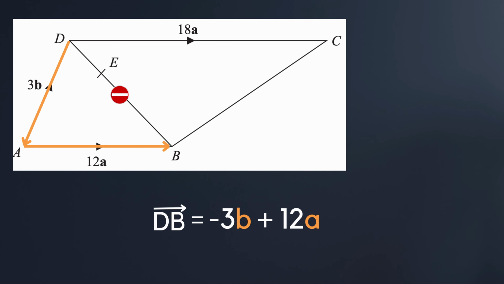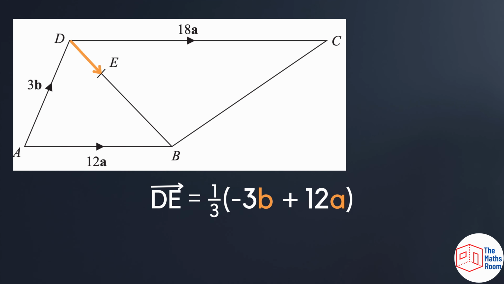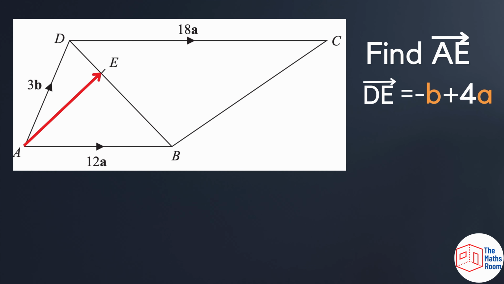Right, so now we have DB, but we need DE. And there's just one more step to find it. Just multiplying that vector DB by 1/3. So plugging it into that bracket, and then multiplying our bracket, we get that DE is minus B plus 4A. And because there's a part B, we're just going to store that up at the top for the time being.